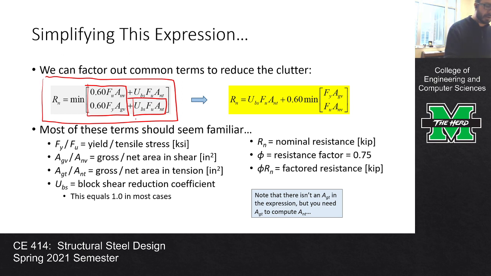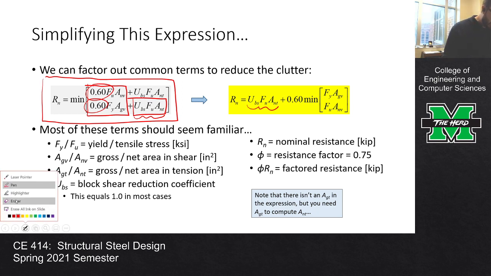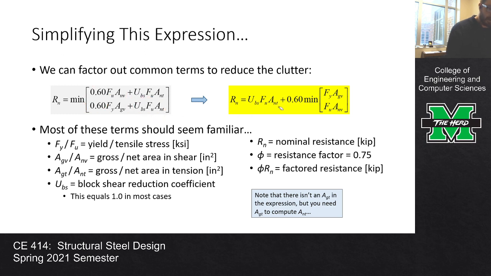So what I did is I pulled this part out, and so I've got Ubs Fu Ant plus the minimum of those two. And if you notice, both of those have a 0.6 in them, so I just pulled the 0.6 out. Does everybody see how we went from the gray box on the left to the yellow box on the right? It's just taking the expression and simplifying it a bit so we don't have to keep punching the same buttons in the calculator over and over again. Everybody good there?